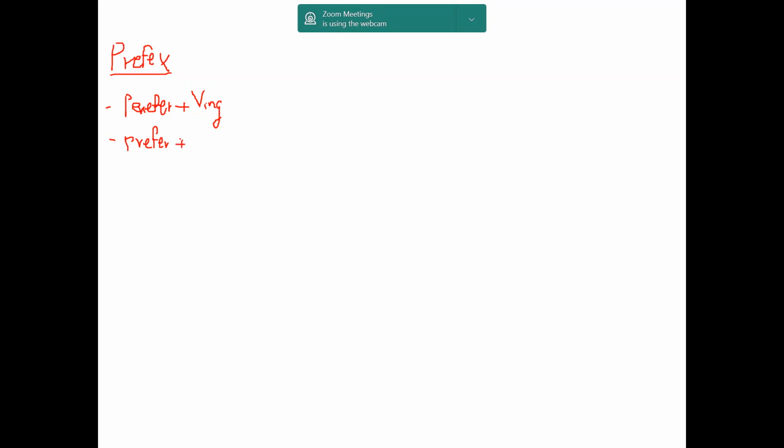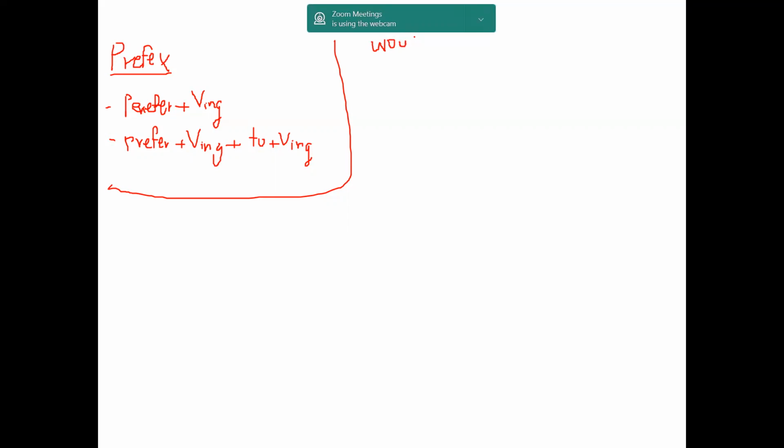Plus gerund again, right? But this one we want to compare. We need the word to, and then we need verb-ing again. Okay, so this is with the word prefer. And then we go to would prefer. Okay, would prefer.